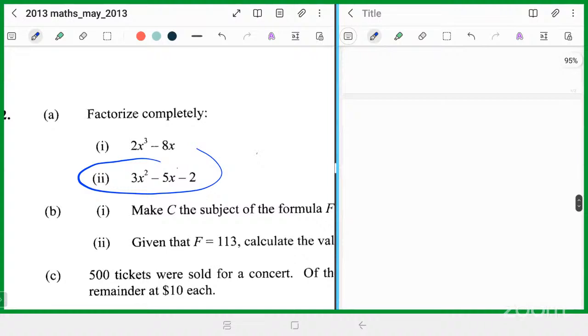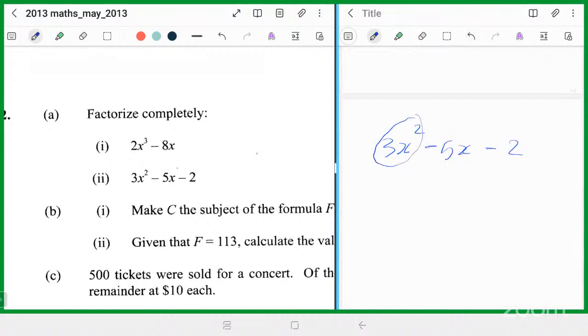What it's called is factorizing in one line, guys. For the simple reason that this first term is like a prime number, all the factors of that number are 3x and x. This also is a prime number, and all the factors of that are 1 and 2. These are the values that will go inside the bracket. It's just a matter of where you put them.